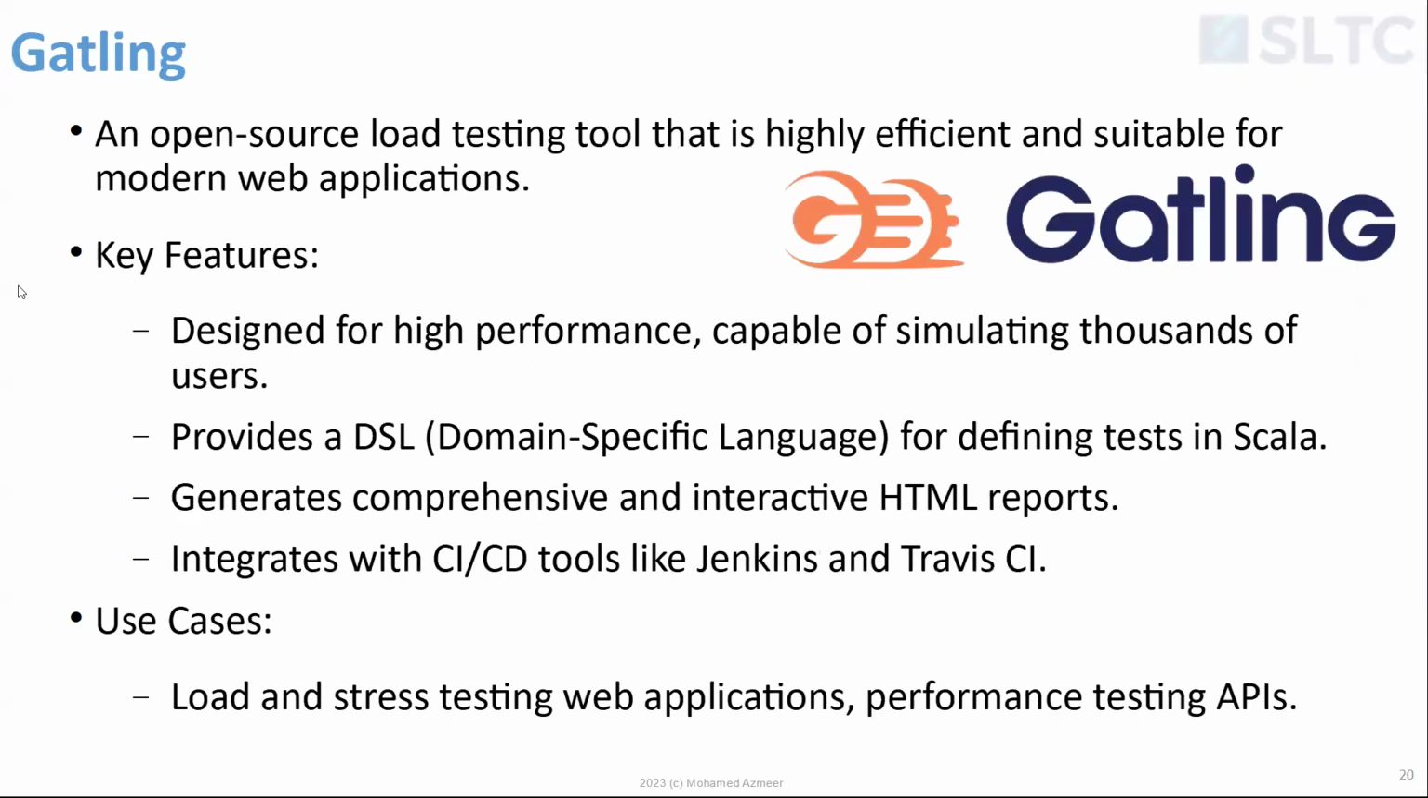Next one is called Gatling, another famous tool, also open source by the way, very efficient and suitable for modern web applications, right? So with this, we can do some high performance testing and we can simulate thousands of users. And it also provides something called the DSL, domain specific language for defining tests, right? So there's a language called Scala. We can write our test cases with the domain specific language.